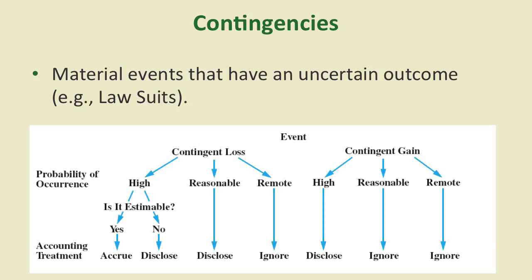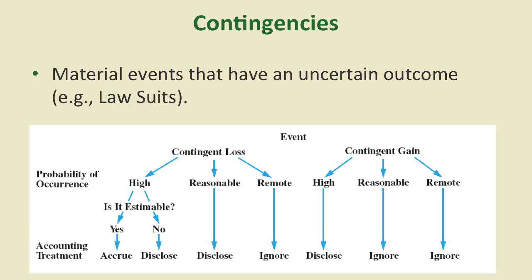For the contingent loss, if it is highly probable and the dollar value is estimable, we're going to accrue it. Accrue means that we recognize them and put them on the financial statements. If it is highly probable, however, the dollar value is not estimable, or it is reasonably probable, we're going to disclose it. If it is remotely probable, we're just going to ignore them. However, in practice, most of the time, for loss contingencies, the company will at least disclose them in the footnote.